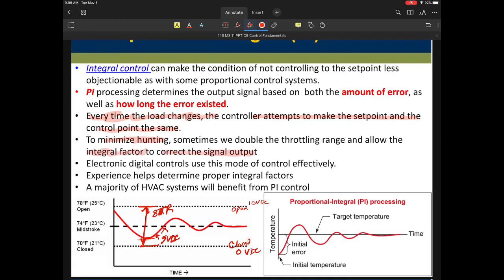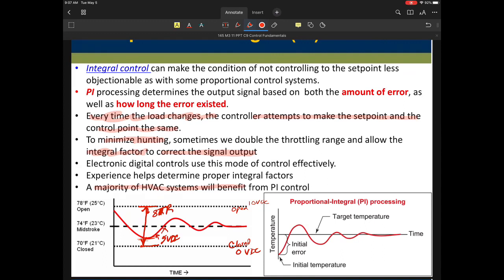But with integral control, I can use that to recalculate the output signal to minimize the hunting. It will let the integral factor try to correct that signal. It's one of those things where you have to learn the controller and learn how that program is calculated. In some cases, you'll just use a little bit of experience. You might ask guys you work with, hey, have you programmed these before? What kind of an integral function is going to work? Or you might get this from the control manufacturer, who could assist you in that calculation.